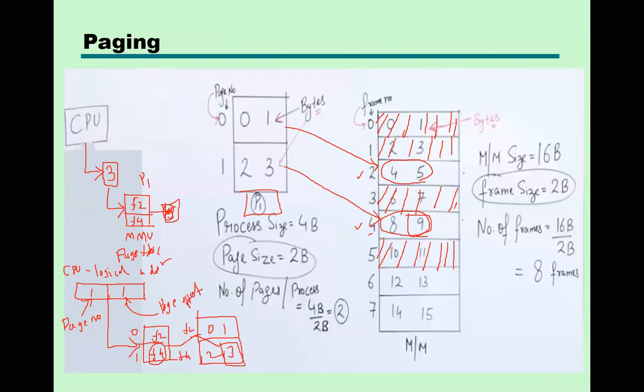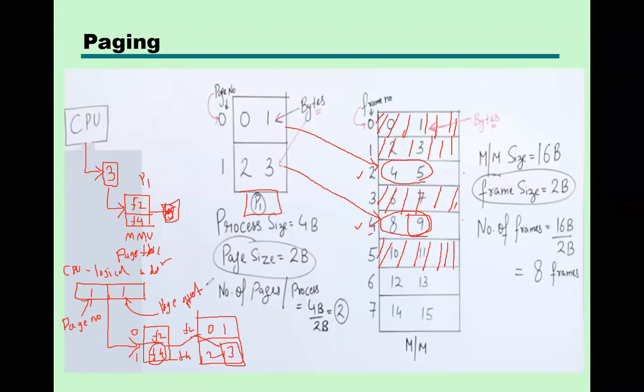But actually, this is the logic. To represent this logical address, we need a physical address, so that by the physical address we can identify the particular location in the main memory. So logically, we have seen how it works. But how can we identify the physical address?